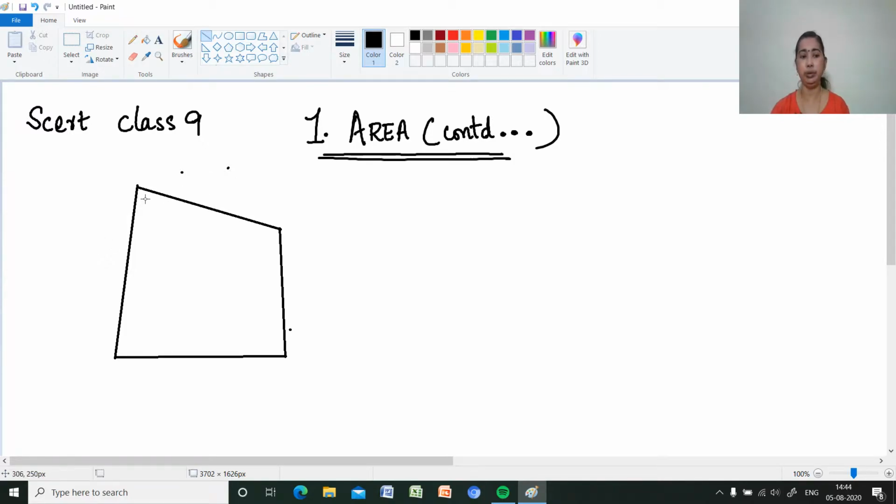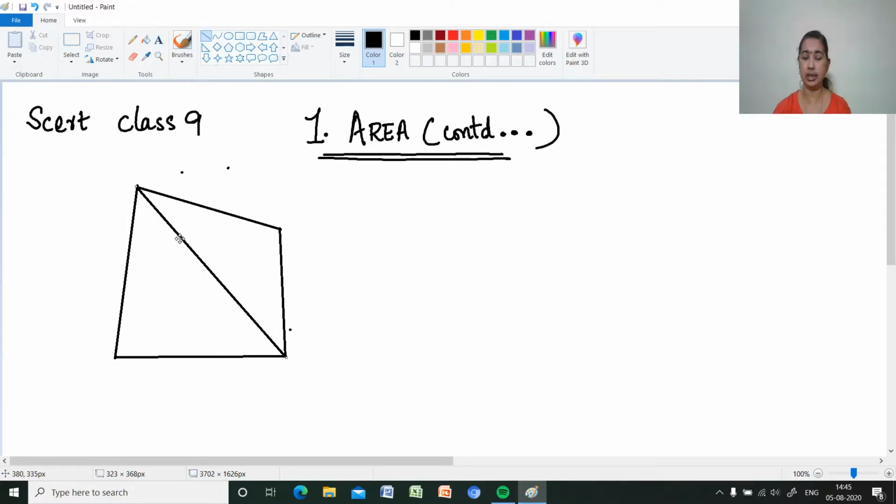Now, in order to convert it to a triangle of equal area, we need to draw a diagonal. So I'm drawing a diagonal. This is the diagonal. Either you can join this diagonal or the other way also you can join it. I am considering this one; any one diagonal only you have to draw. So I have drawn a diagonal.